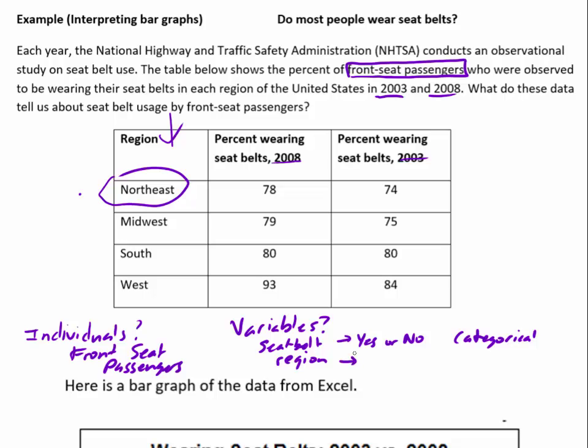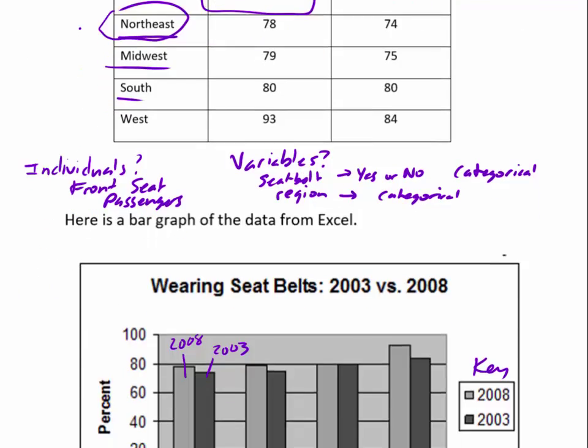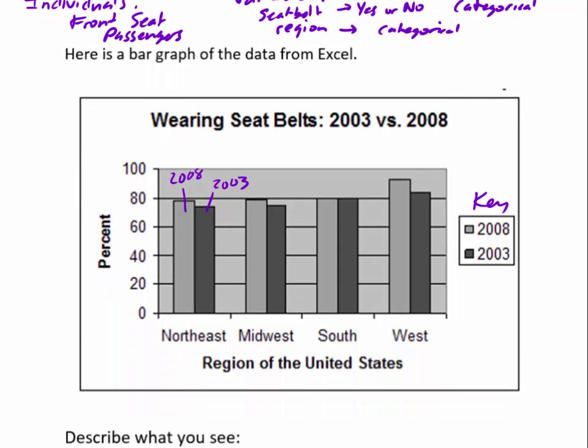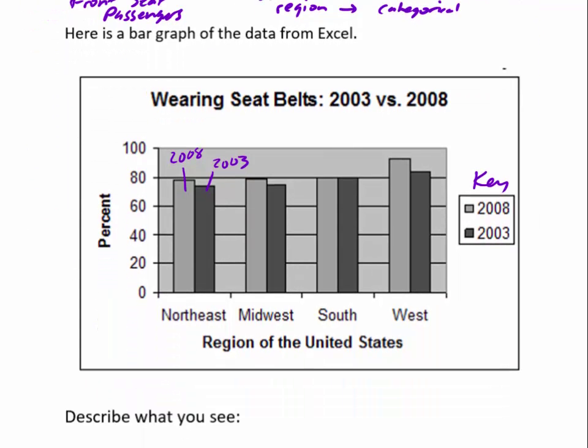Region, you'd think Northeast, Midwest, South, and so on. That's also going to be categorical, so you can't really do any math with either of those. Now, what we can do some math with is the percentages, and that's why these things are so important. That's why they're really useful. So this bar graph shows us the different percentages from year to year, and it's across different regions.